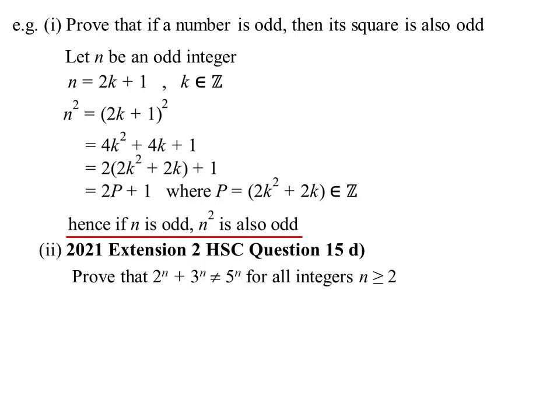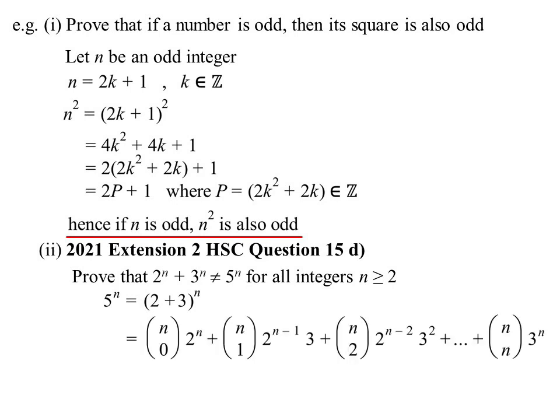Here's one that came from the 2021 HSC. They had to prove that 2 to the power of n plus 3 to the power of n cannot equal 5 to the power of n for every integer n greater than or equal to 2. Cannot happen. Well, 5 to the power of n is equal to (2 plus 3) to the power of n. I did that because it seemed a logical thing to do. Because we've got 2, we've got 3 and 5, and 2 and 3 is 5. So it's a starting point. But you may recall from our binomial theorem, (2 plus 3) to the power of n, I could rewrite.